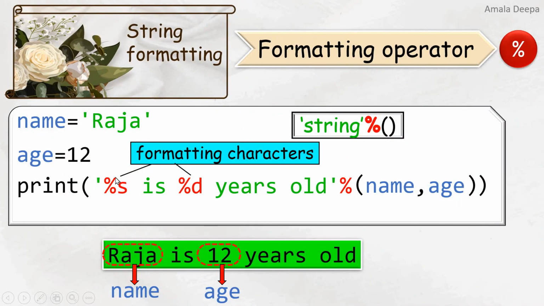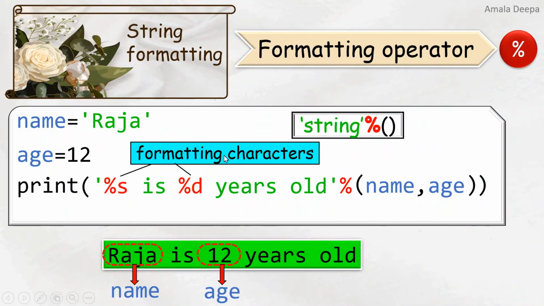Now I will tell you the meaning of %s. Why have I used this formatting character here? Because here I want the value Raja to be substituted in the place of this %s. And since Raja is a string, I have to use the formatting character %s. And in %d, I want the value 12. And 12 is a decimal integer. So that is why I have used %d.